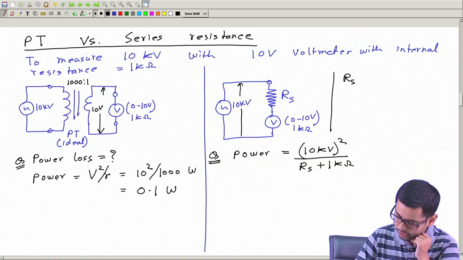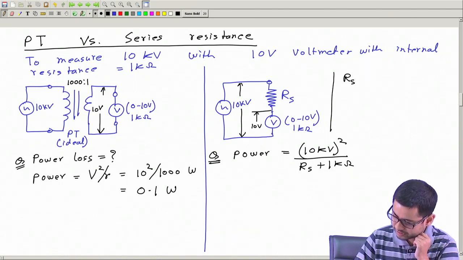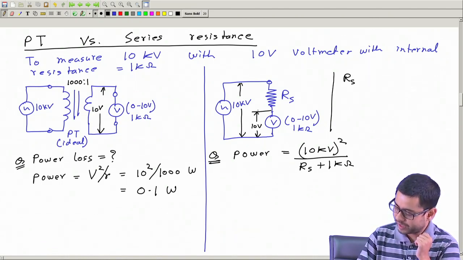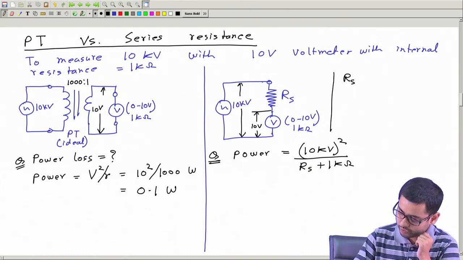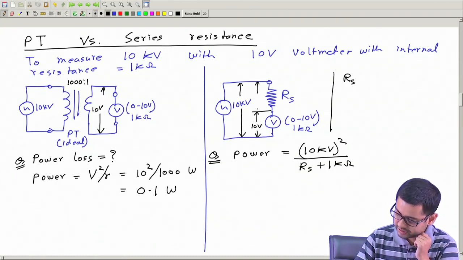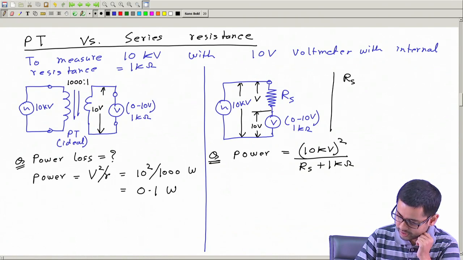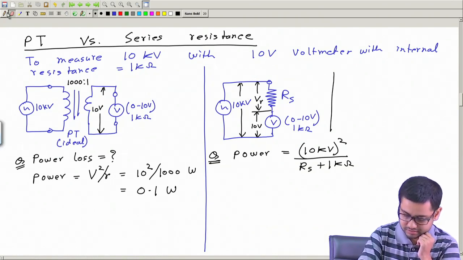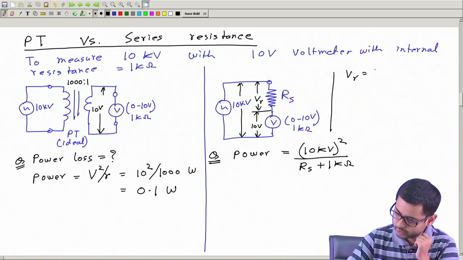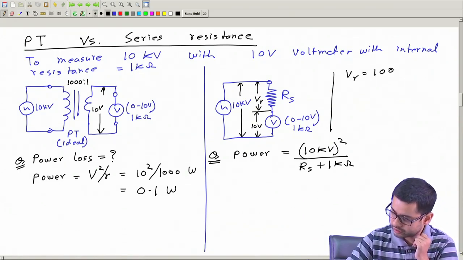This is 10 kilovolt, but between these 2 points the voltage should be only 10 volt, because the voltmeter can measure only up to 10 volt. So the voltage from here to here should be 10,000 minus 10. Call it VR. So VR is equal to 10 kilo minus 10 volt.